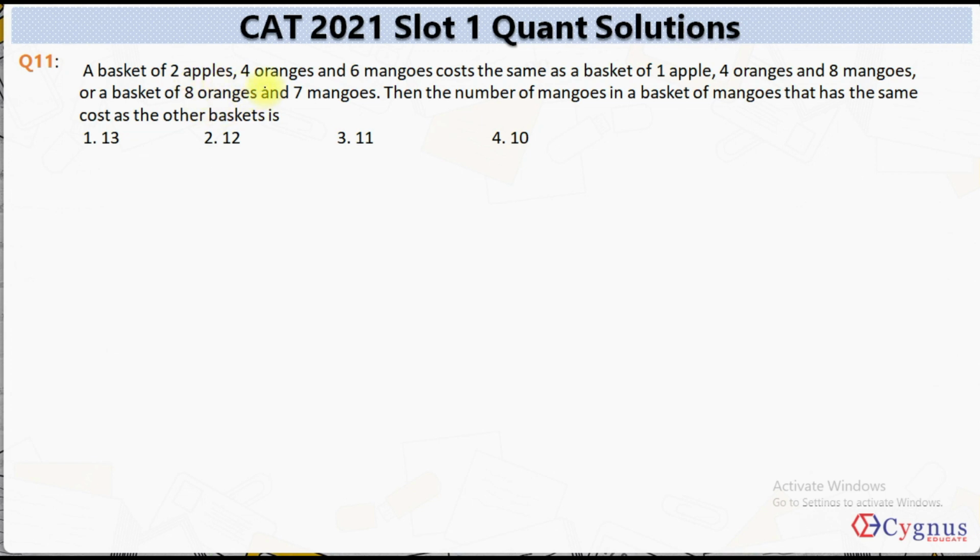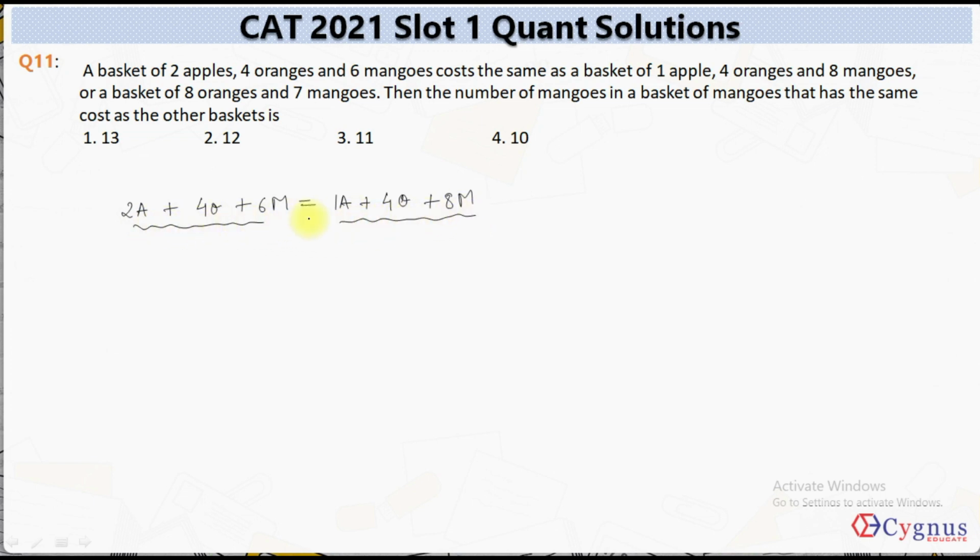Mangoes. So if you look at the first equation, let's say apple A, orange, I'll put O, and for mango, I'll put M here. How do we equate them? What's the first line? The basket of 2 apples. This is 2A plus 4 oranges plus 6 mangoes. Cost same as the basket of 1 apple, 4 oranges and 8 mangoes.